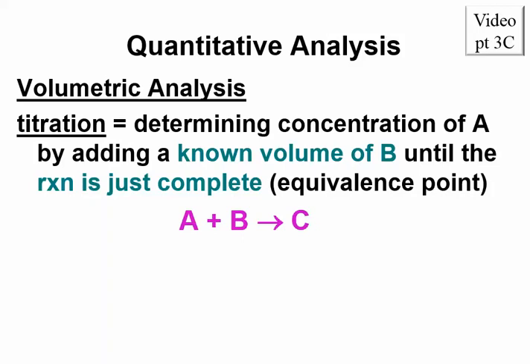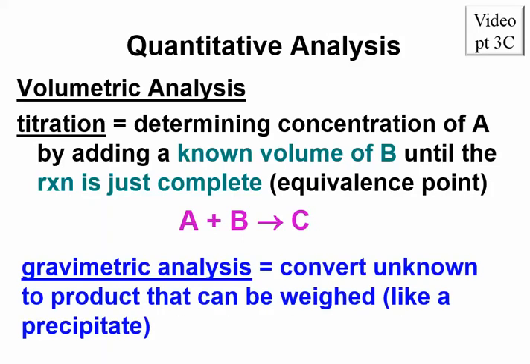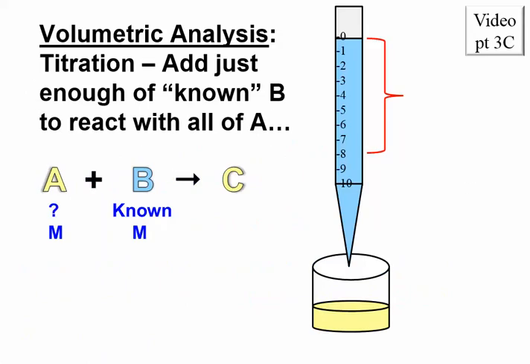Quantitative analysis is going to use the types of reactions we've been looking at that involve ions to determine the amount of an unknown substance. Volumetric analysis means you're going to keep track of volumes, which is common when dealing with solutions. We will do one of these types, a titration, in lab. The other type is gravimetric analysis, and this has to do with weighing a product of some sort. So let's talk about each of those in more detail.